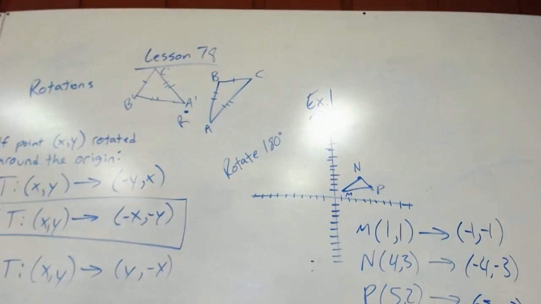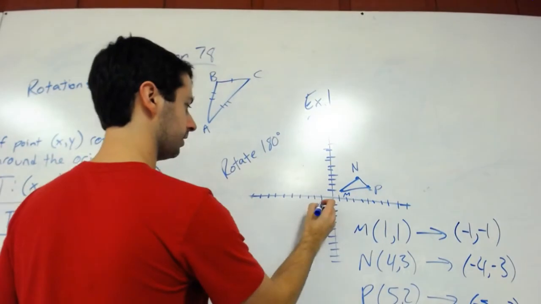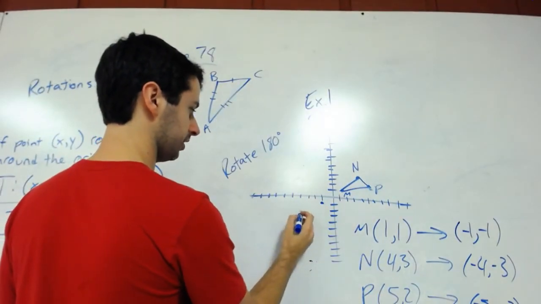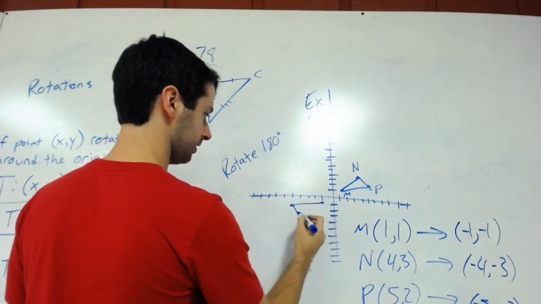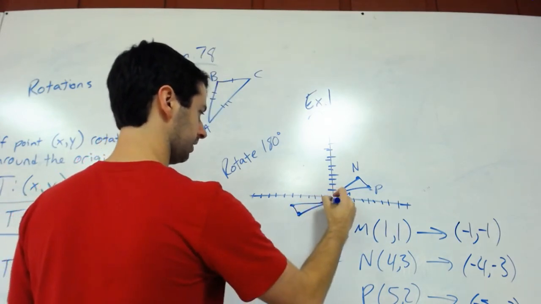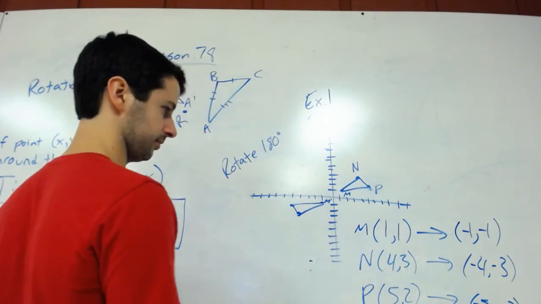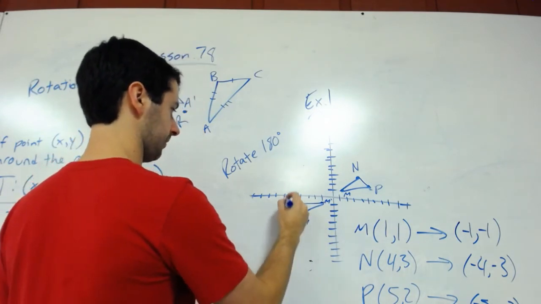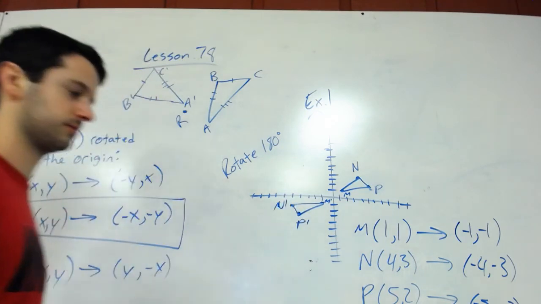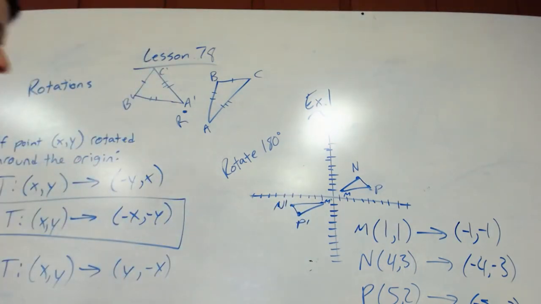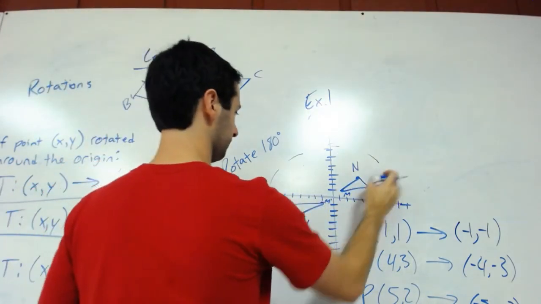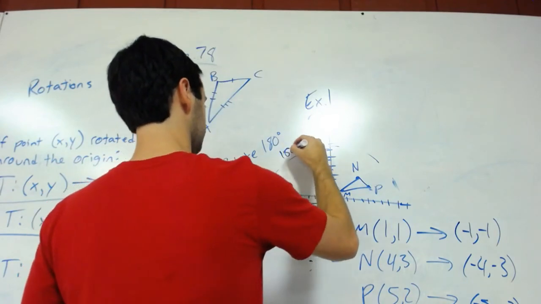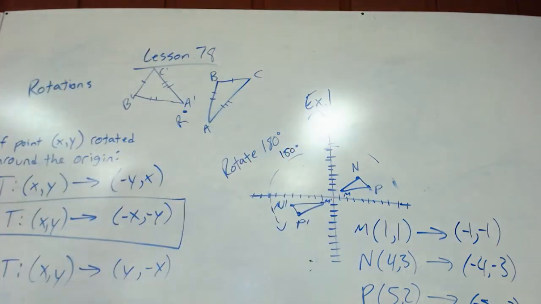And then if I graph that, it would be (-1, -1), (-4, -3), and (-5, -2). Something like that, and I'd label them with the primes, M', N', P'. And that's the general idea of what it would look like. It's now been rotated 180 degrees. And that's how you do rotation. Just know your little formulas here. If it gets any trickier, we'll probably go over those more in class.